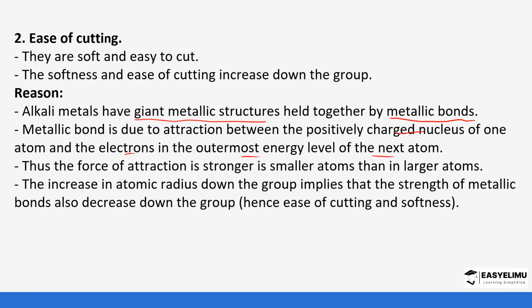So if the atom is small, it will have a strong attraction because the distance to the outermost electron is shortened. Unlike larger atoms, for example potassium, where the distance between the nucleus and the outermost energy level electron is very large, so the attraction is not as strong as for smaller atoms. That's the reason why the metallic bond in small atoms is stronger than the metallic bond in large atoms. And that is the reason why the softness increases down the group, because the bond becomes less strong.